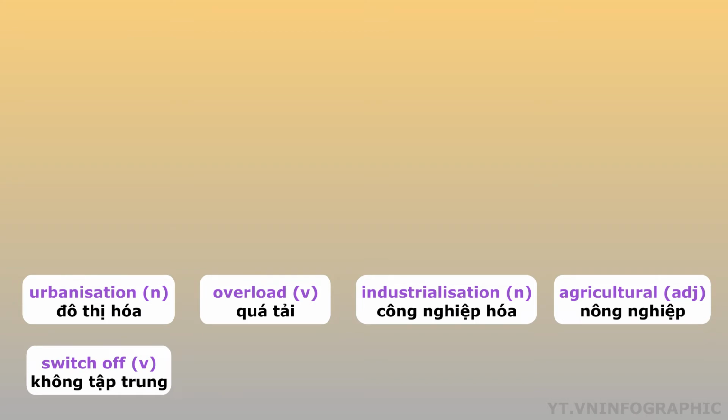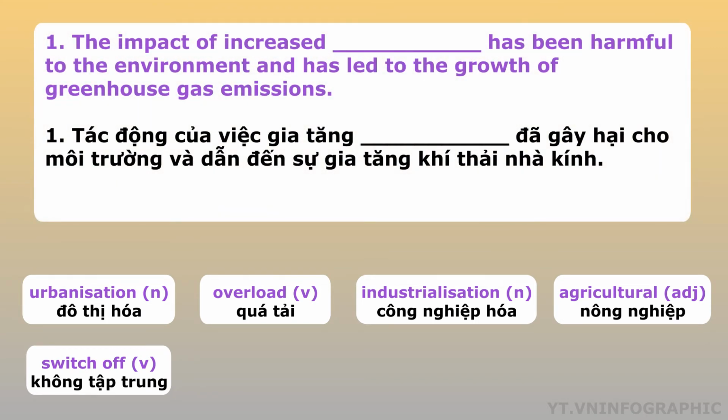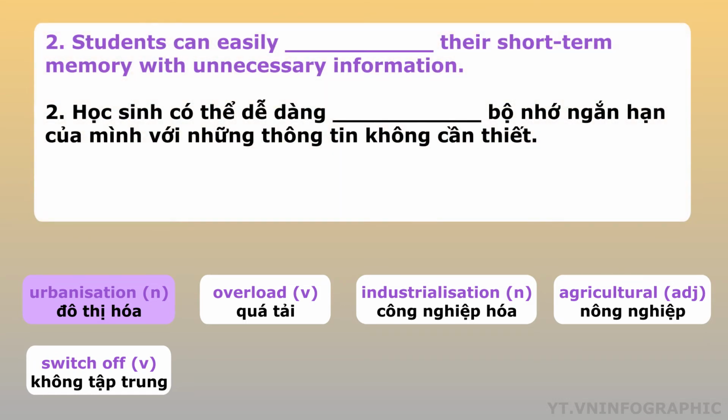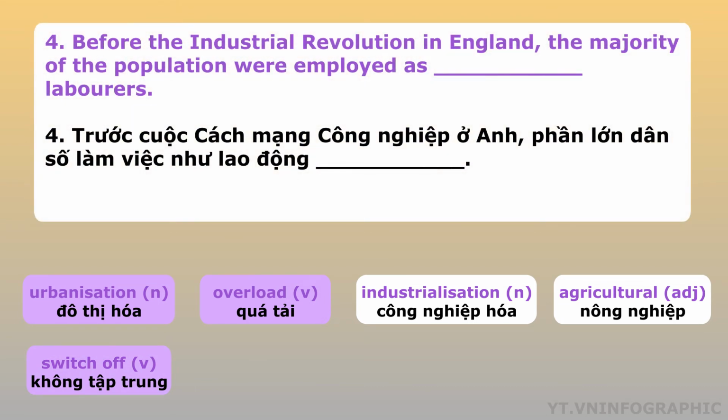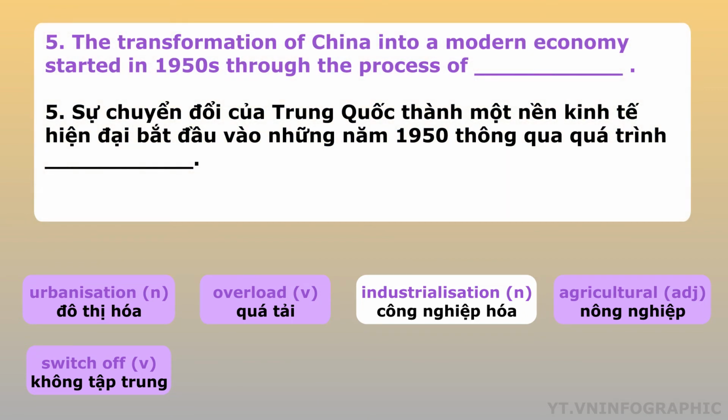Complete the sentences with the correct form of the words. 1. The impact of increased urbanization has been harmful to the environment and has led to the growth of greenhouse gas emissions. 2. Students can easily overload their short-term memory with unnecessary information. 3. The lecture was 2 hours long and boring, so by the end of it, I completely switched off. 4. Before the Industrial Revolution in England, the majority of the population were employed as agricultural laborers. 5. The transformation of China into a modern economy started in the 1950s through the process of industrialization.